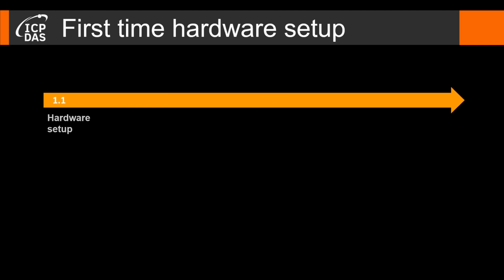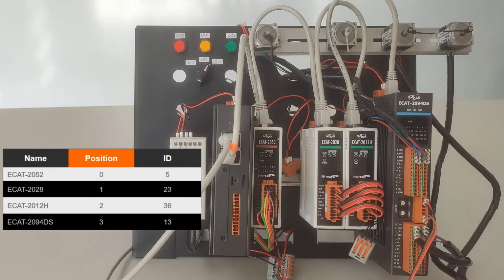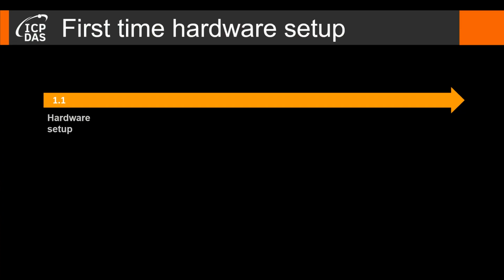1.1 Hardware Setup Description. EMP-2848M MDevice connects EtherCAT 2052, EtherCAT 2028, EtherCAT 2012H, EtherCAT 2094DS sub-devices. The first hardware configuration sub-device connection location, ID setting value is as shown in the table.